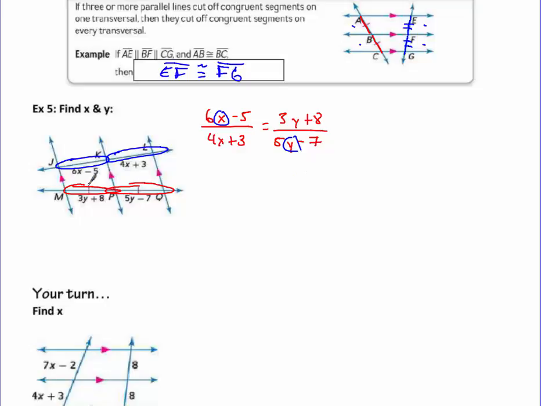So what we didn't notice or we skimmed over was these little marks here that told us that MP, from here to here, is equal to PQ. So if those are equal, 3y plus 8 equals 5y minus 7. And if those two are equal, then these two have to be equal. So 6x minus 5 equals 4x plus 3. Now remember, that only worked because it told us here that these two were equal. But when that's the case, we can quickly solve these, right? We've been doing this all year.